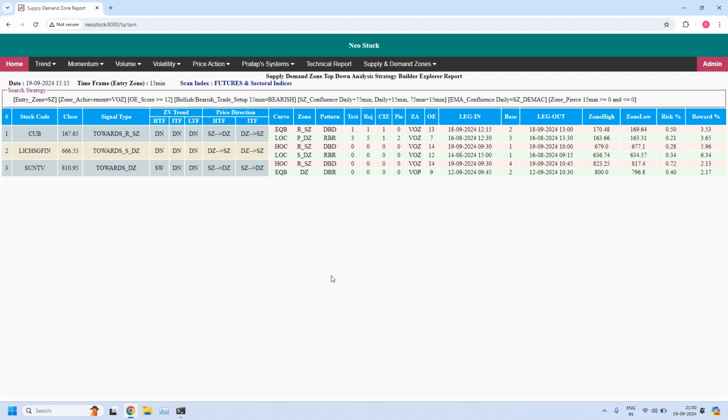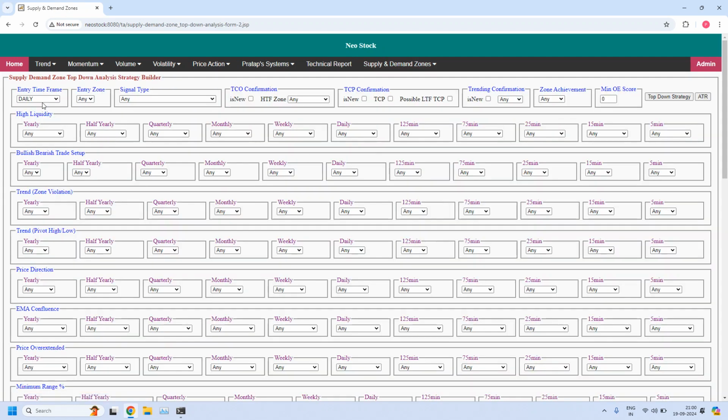Okay, this is about the bearish trade setup for daily income trade. Next, hourly income trade, bullish trade setup. Entry time frame is 5 minutes. Entry zone is demand zone.